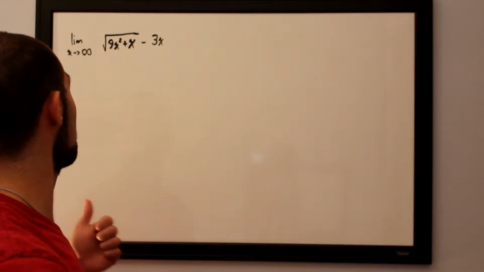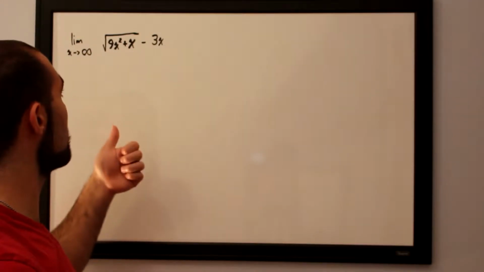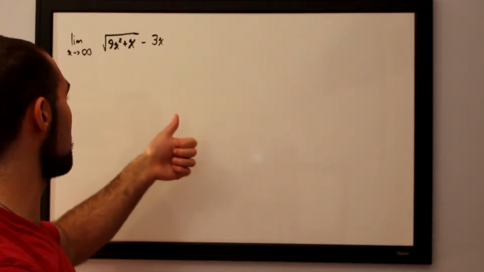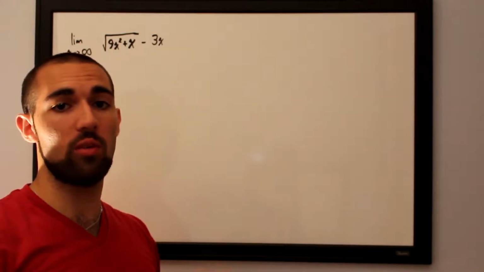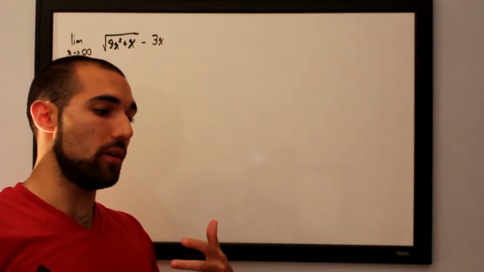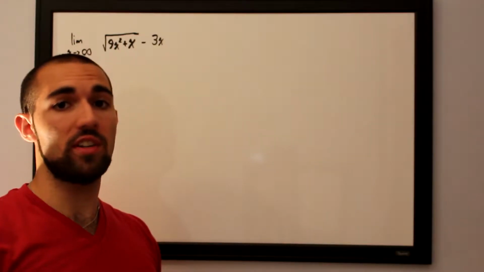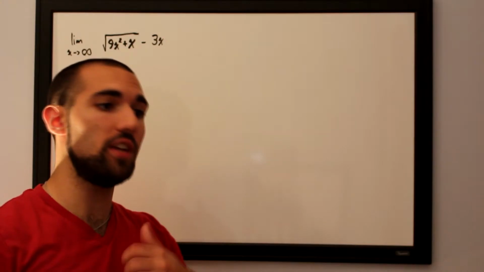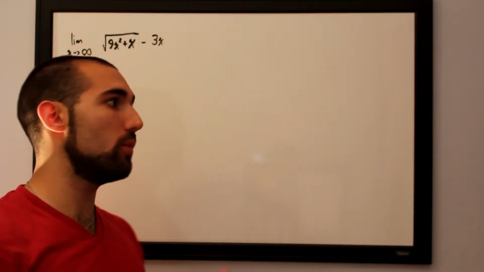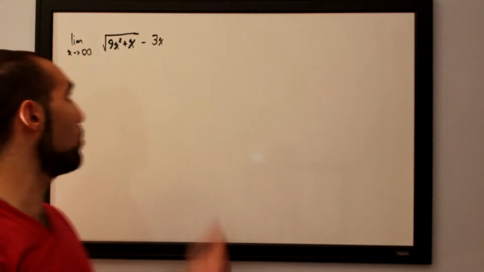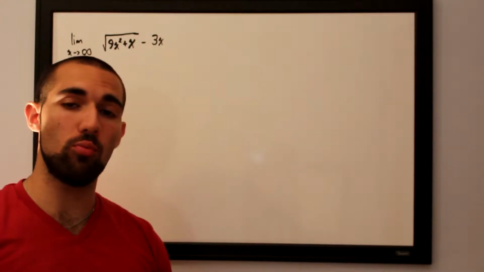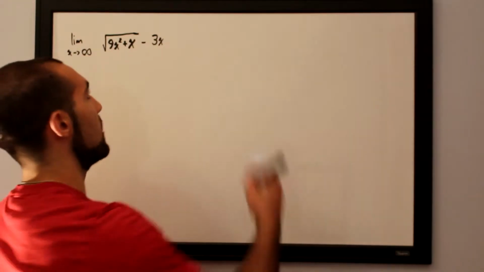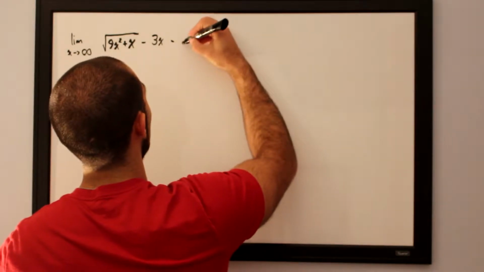So say we wanted to evaluate the following limit, which is the limit as x approaches infinity for the square root of 9x squared plus x, minus 3x. And here we're going to have a subtraction of infinity. So we need to decide whether it's going to settle on a finite value or it's going to tend toward positive infinity, negative infinity, zero, whatever it may be. What we're going to be doing in this case is, here we have a subtraction, so we can multiply by the conjugate in both the numerator and the denominator. And that's going to give us something that we can actually work with.